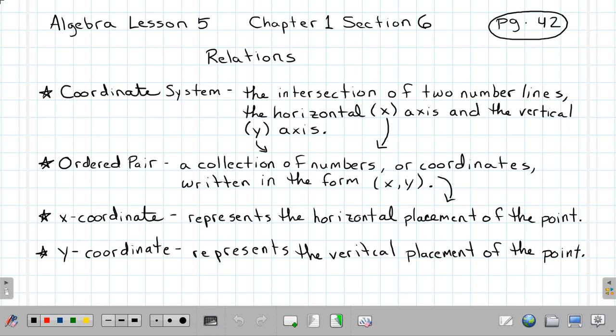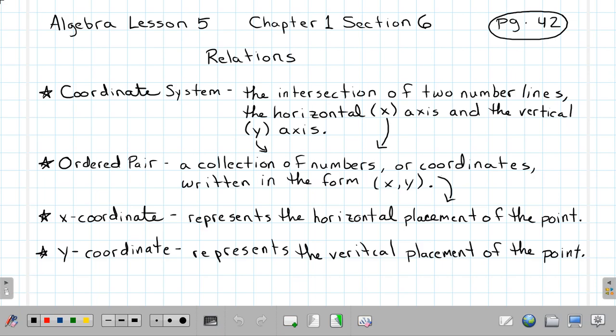Hello all and welcome to the video for Algebra Lesson 5, which is going to focus on Chapter 1, Section 6. We are skipping Chapter 1, Section 5. Various reasons for that, but we are skipping a section. So Algebra Lesson 5 is going to be Chapter 1, Section 6, which is on what we call relations. This starts on page 42.